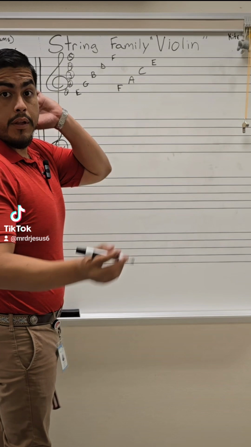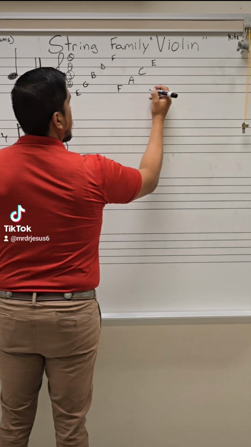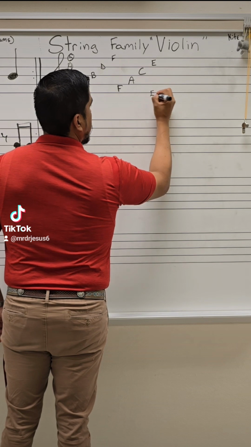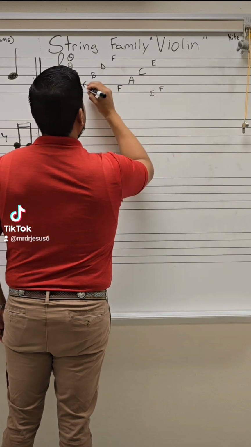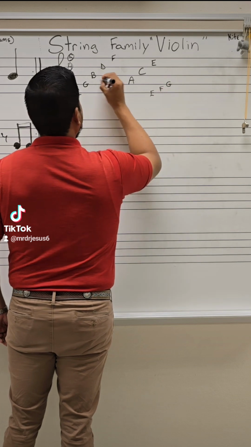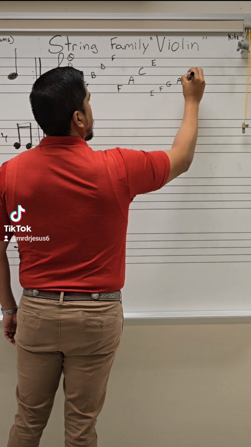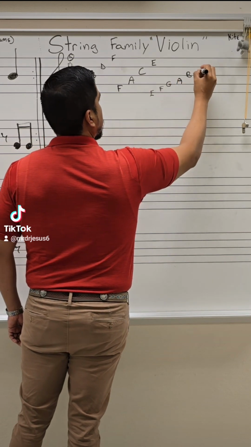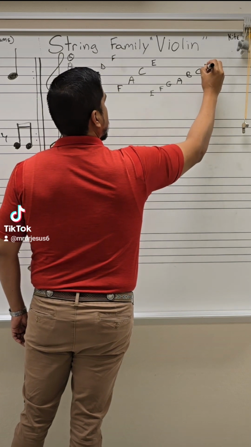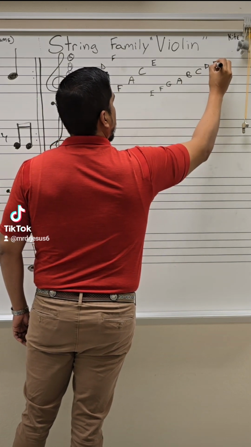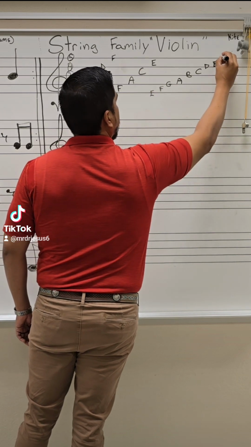Now, one way to remember the letters in order, starting with E. Go on the bottom line, E. First space is F. Second line is G. Second space is A. Third line is B. Third space is C. Then D. The next line, E. And then on the top line, F.